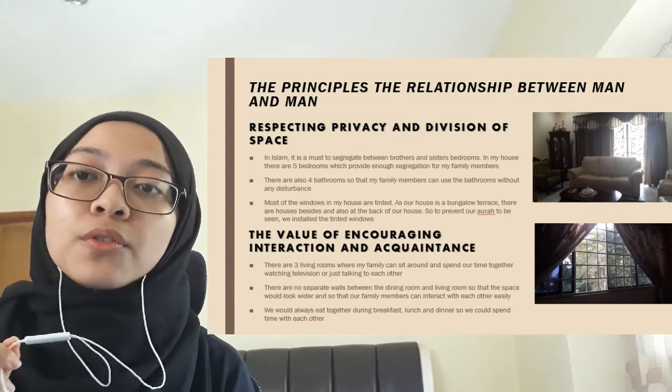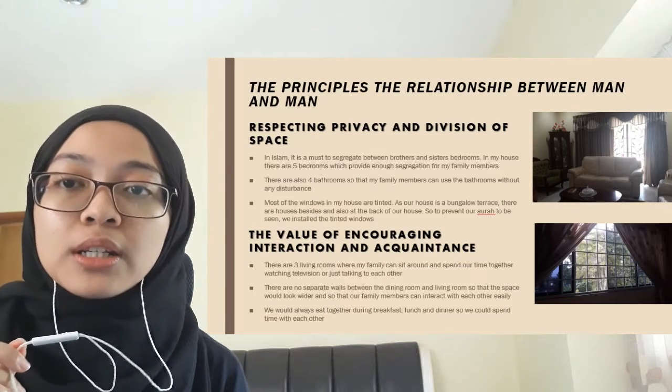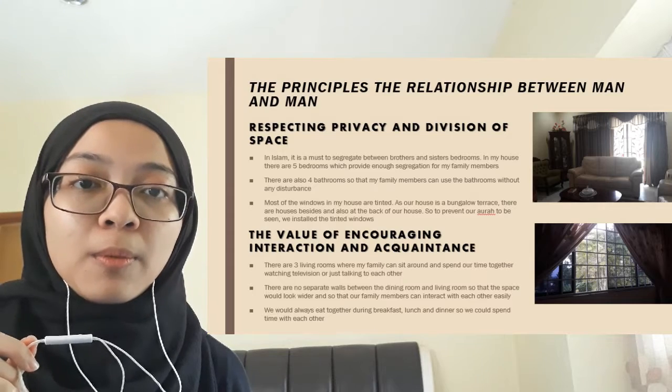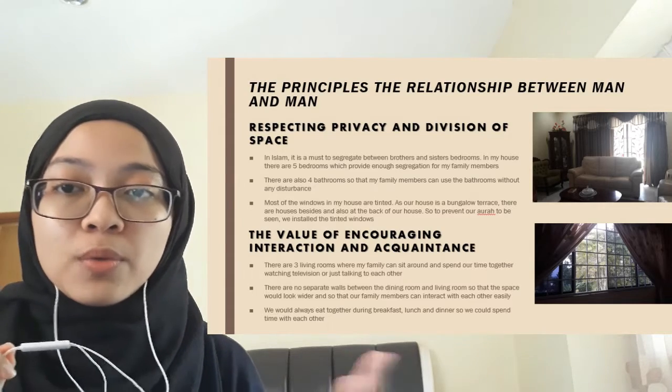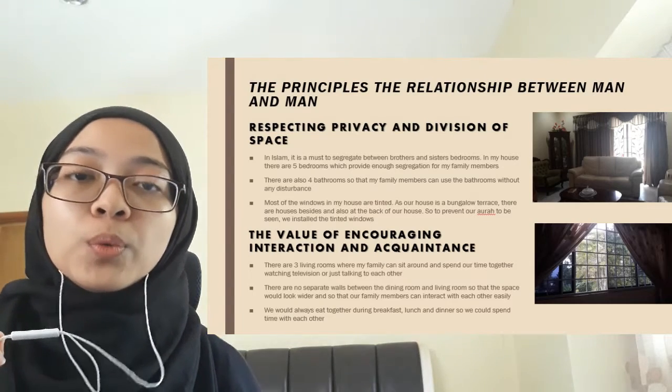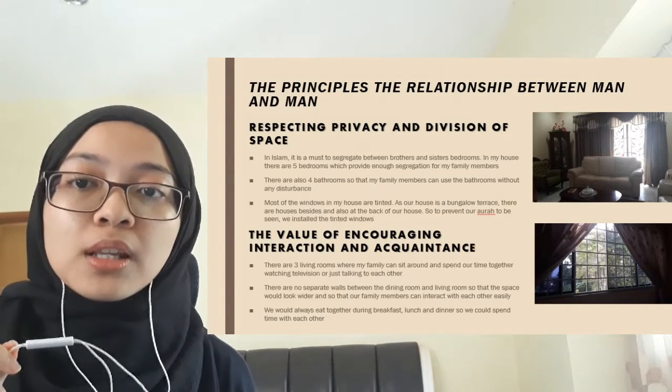And in terms of the value of encouraging interaction and acquaintance, there are 3 living rooms so my family can bond and interact with each other, and there are no separate walls between the dining room and living room. And we would always eat together during breakfast, lunch and dinner so we could spend time together.